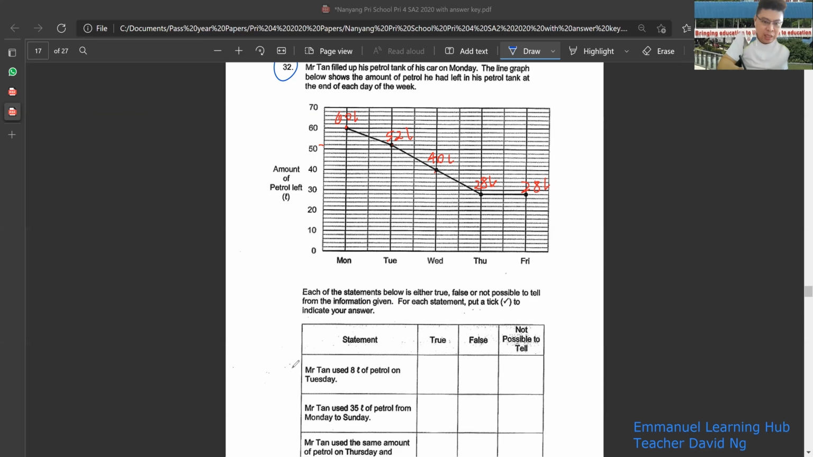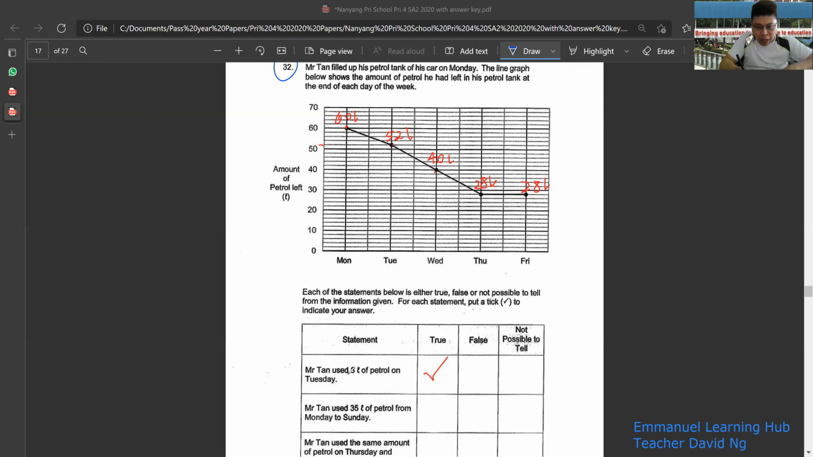It says that Mr. Tan used 8 liters of petrol on Tuesday. So how do you know he used 8 liters of petrol on Tuesday? Because at the end of Monday it has 60, and at the end of Tuesday it has 52. So 60 minus 52 is 8. So it's true, he used 8 liters of petrol on Tuesday. Agree with the analysis? Yes.